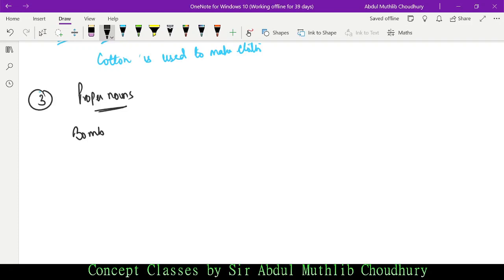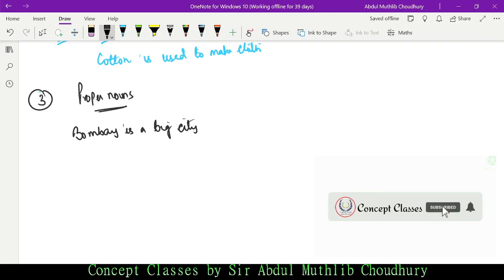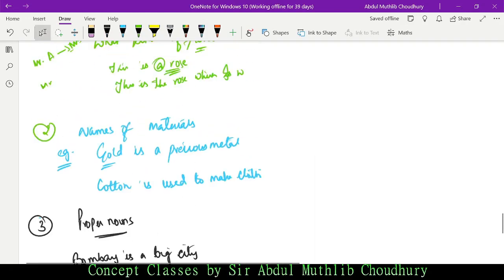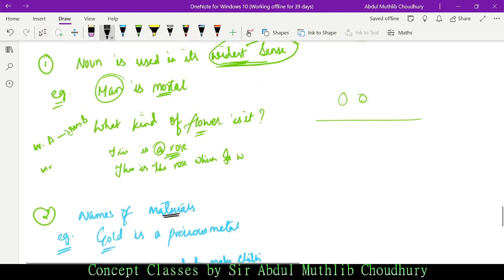Bombay is a big city. We tend to make this error. We say that the Bombay is a big city. It's wrong. You should always avoid using any article before proper nouns. You cannot say the Bombay. You cannot say the gold. In place of material, use only the noun gold or cotton. In its widest sense, no article is used. Man is mortal. You do not say the man is mortal.